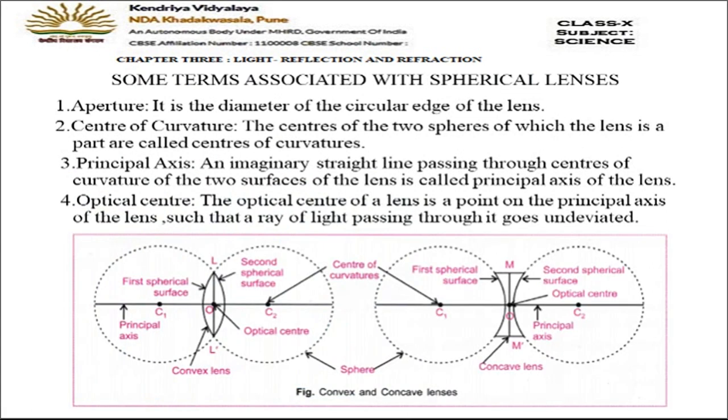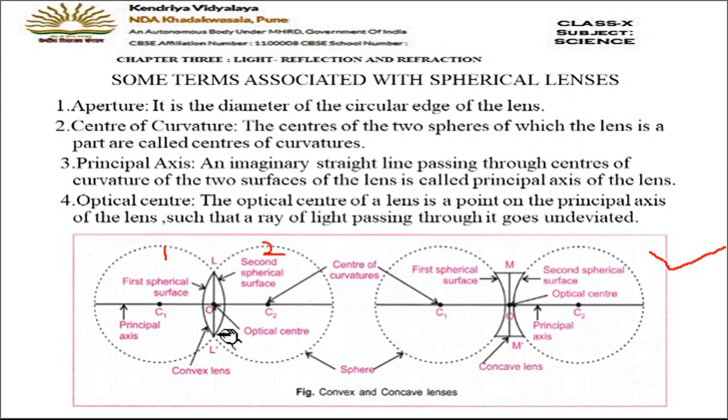Now let's move on to the next slide and discuss some important terms related to spherical lenses. Here you can see the diagram. With the help of this diagram, we will understand some of the important terms. Here you can see two spheres which are overlapping each other. This is sphere number 1 and this is sphere number 2. Due to this overlapping, a particular shape is formed in the middle, and you can all identify this shape.